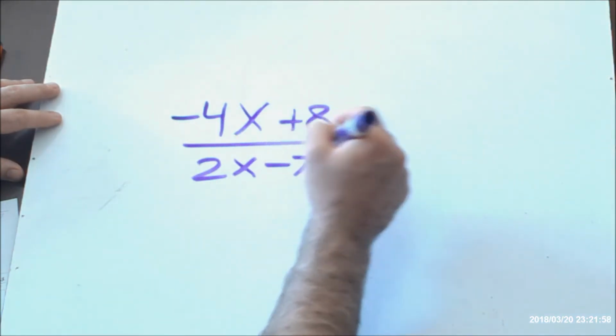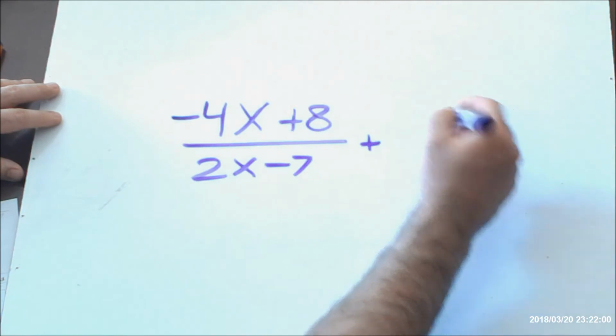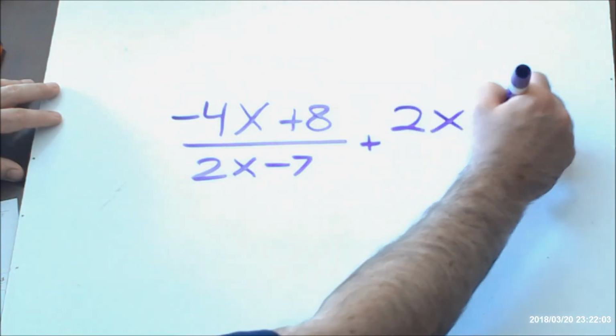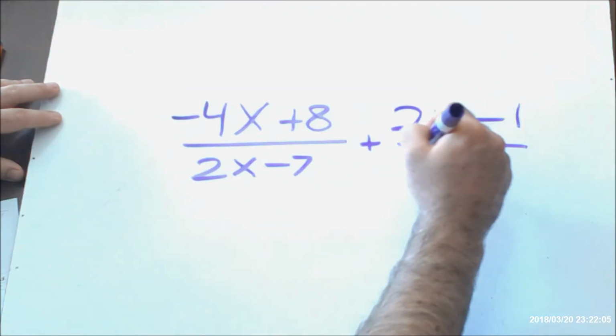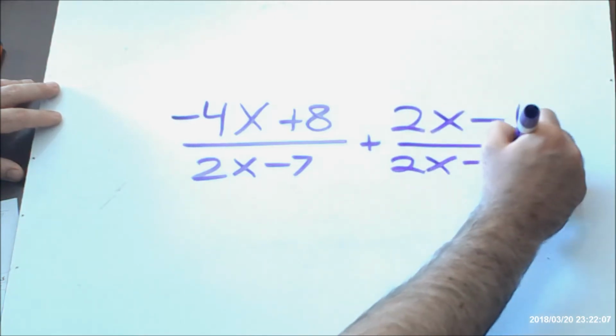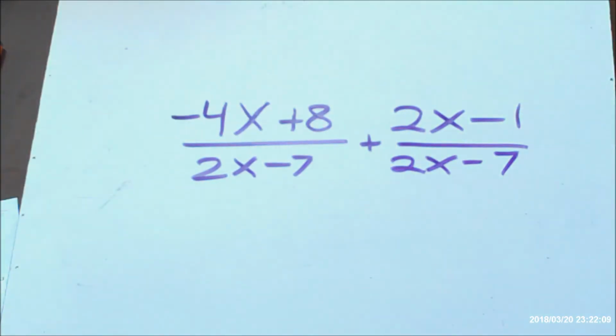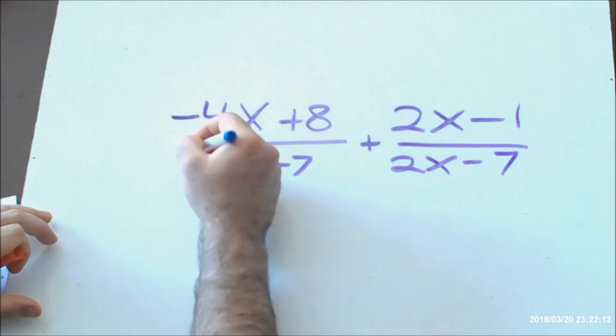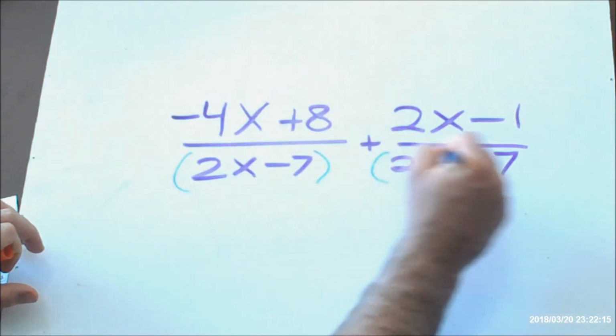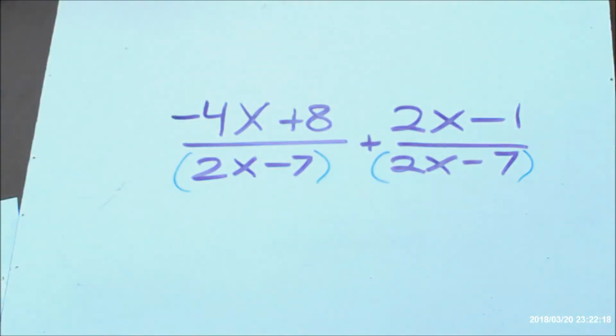So this one is going to be nice because you're not going to need to find a common denominator. Both of these already have a common denominator here of 2x minus 7. So we can go ahead and put some parentheses around those just to remind ourselves of that.